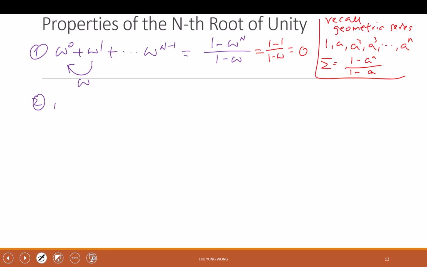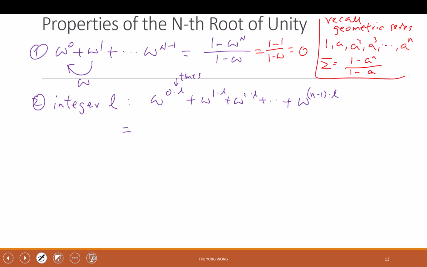Second property, I have an integer, L. Okay? I have another summation, omega to the power 0 times L. This is multiplication. Okay, this is not any other logical operation. Plus omega to the power 1 times L, plus omega to the power 2 times L, plus all the way to omega to the power n minus 1 times L. So nothing is changed, still omega 0, omega 1, but the index is multiplied by a constant integer. Okay, what is this?